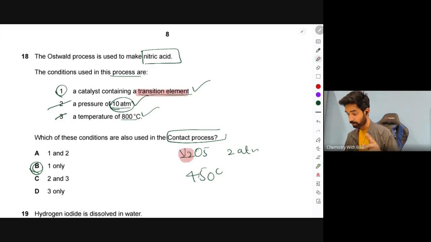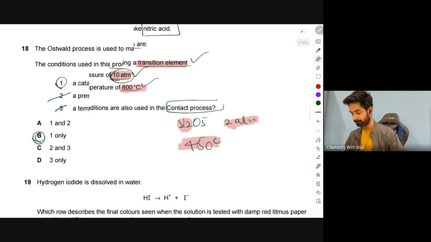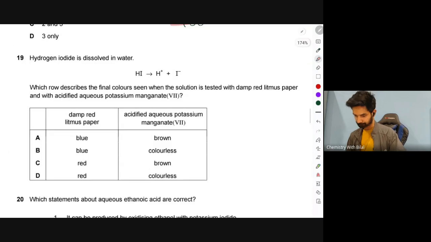यहाँ पे भी transition है. We do not use 10 atm, rather we use 2 atm in contact. We do not use 800, but we use 450. Correct. Okay.